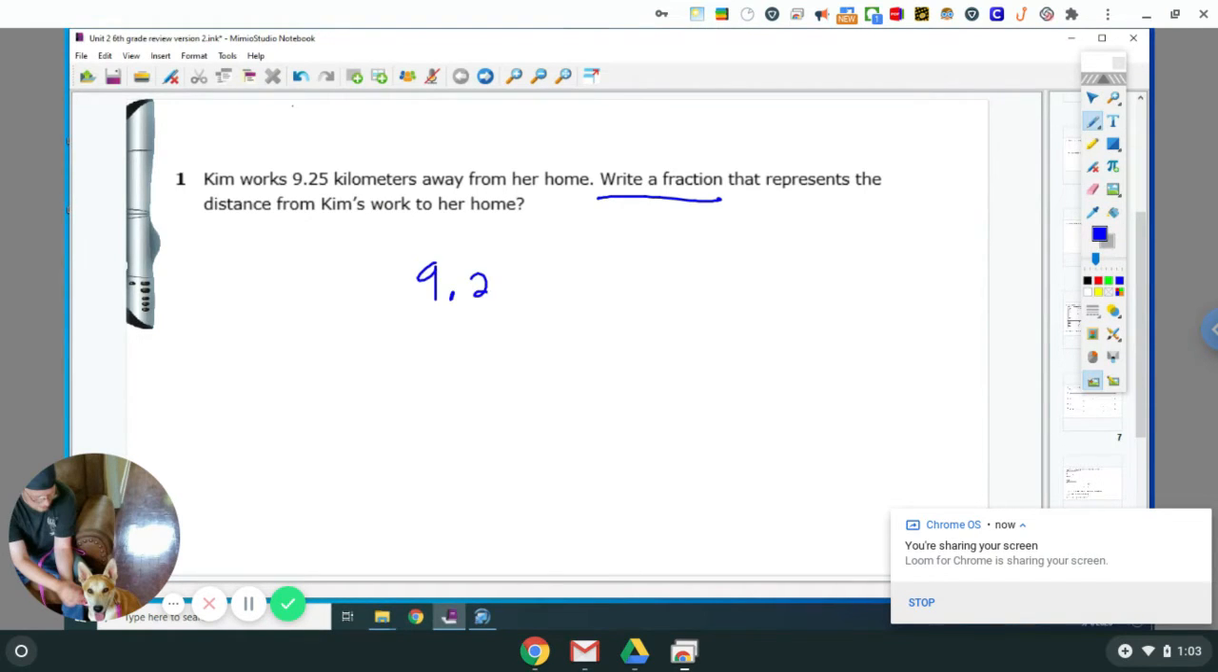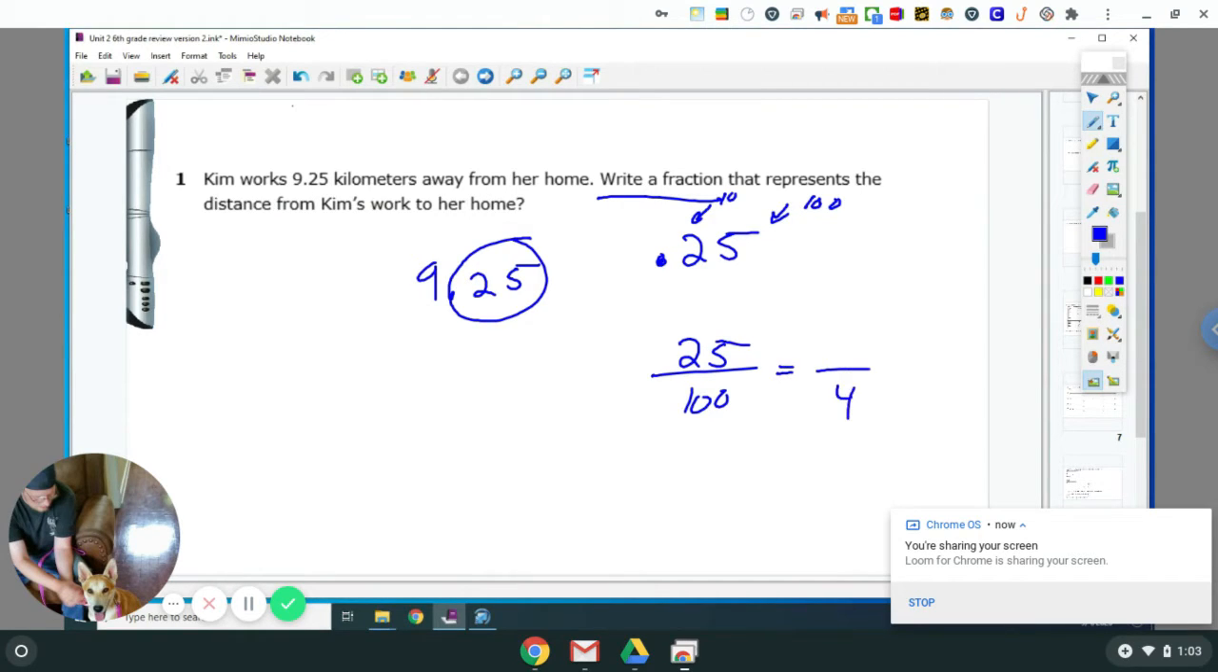So you've got 9.25. When I'm going to write a fraction, I'm going to ignore the 9 and just focus on the 0.25. So I have 0.25. This is the tenths place, and this is the hundredths place. So that means I'm going to write 25 over 100, and I'm going to reduce it. Well, I know 25 goes into 100 4 times, and 25 divided by 25 is 1. So this is just 1/4. So her fraction would be 9 1/4.